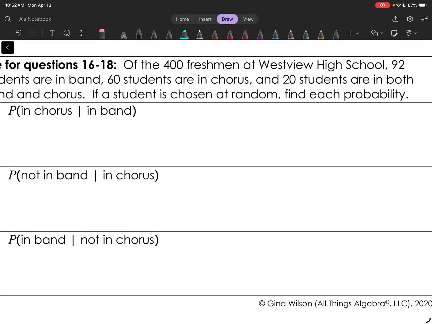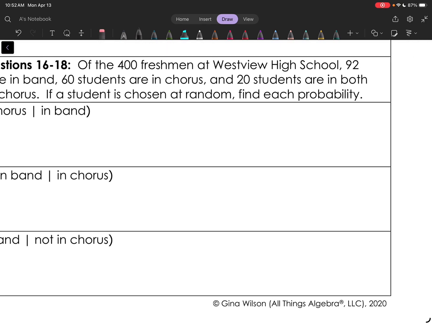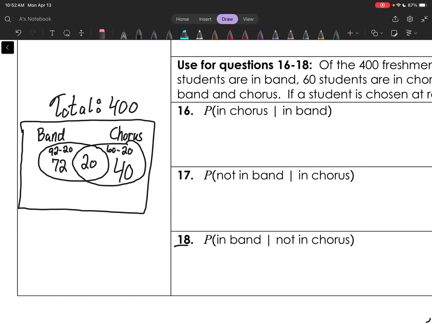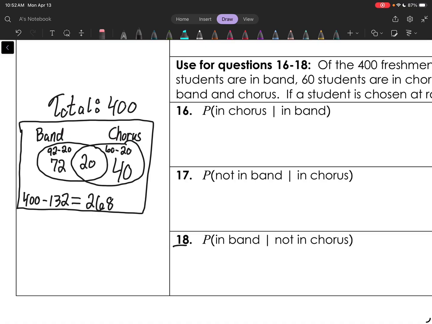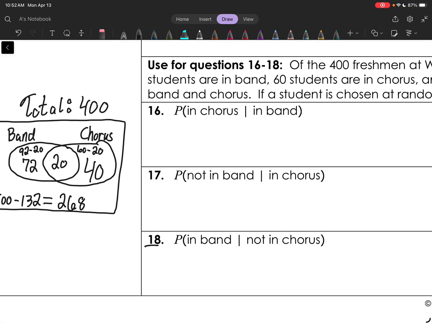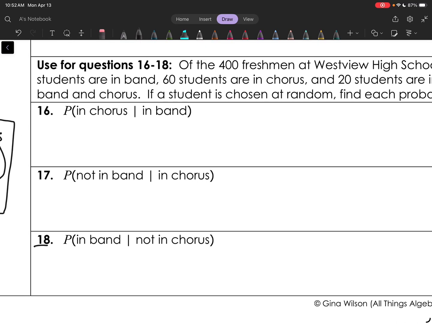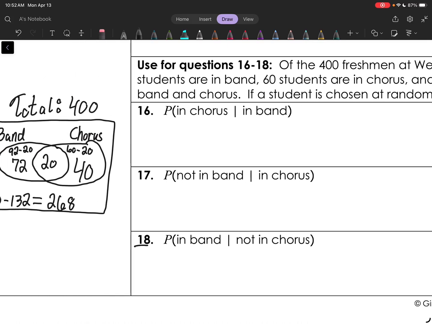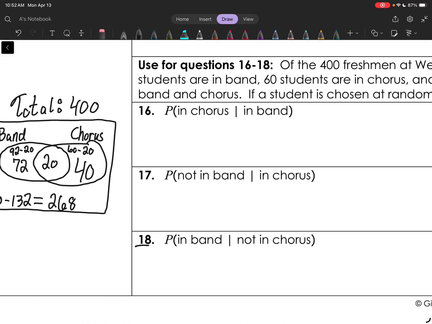Now these students is 92 plus 40, 132. So 400 minus 132 is equal to 268 students are in neither. Okay, now I should be able to answer any of the problems on this page. Let's go to number 18.